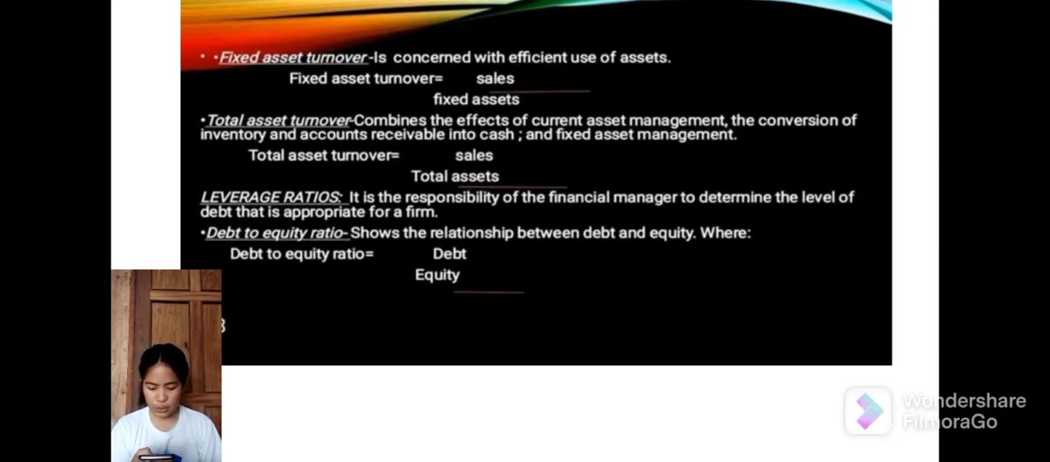Debt to equity ratio shows the relationship between debt and equity, where debt to equity ratio is equal to debt divided by equity. The higher the debt of a firm in relationship to its equity, the more leveraged it is and the more risk it has.